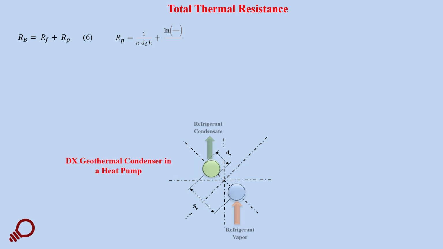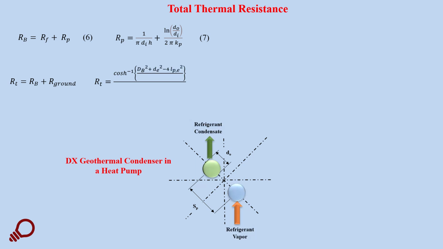R sub B equals the summation of R sub F plus R sub P, and we have defined R sub P as the total specific thermal resistance of the pipe, which is composed of two components, the convection part and the conduction part, as shown in equation number 7. And to get the total thermal resistance as a specific value, we have R sub B plus R ground.